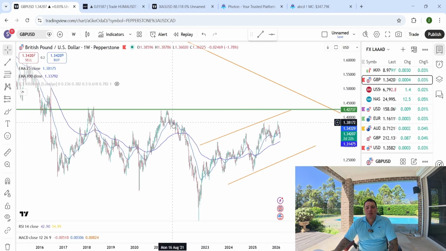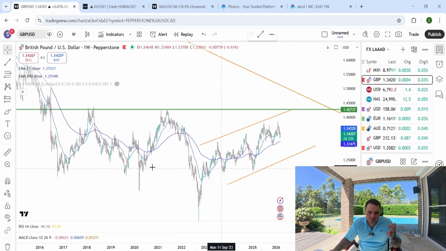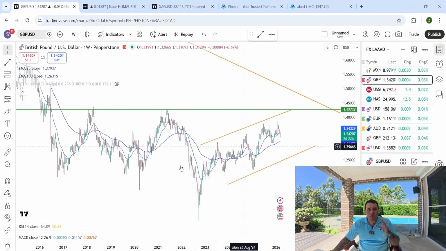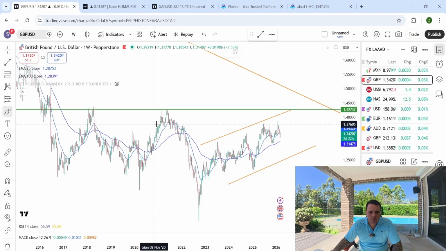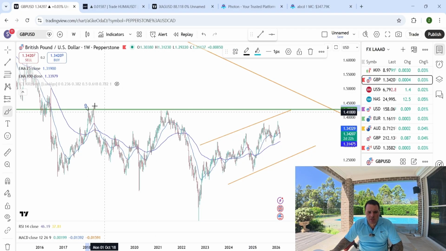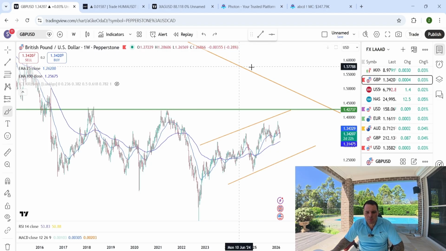But the way I look at it is this resistance zone is all sellers, right? So here we have sellers pushing price down. We have buyers pushing price into the zone, sellers pushing price down. Again, buyers pushing price into the zone, sellers pushing price down. Buyers push price into the zone, sellers push it down, and again, sellers push it down. Buyers pushing price into the zone.